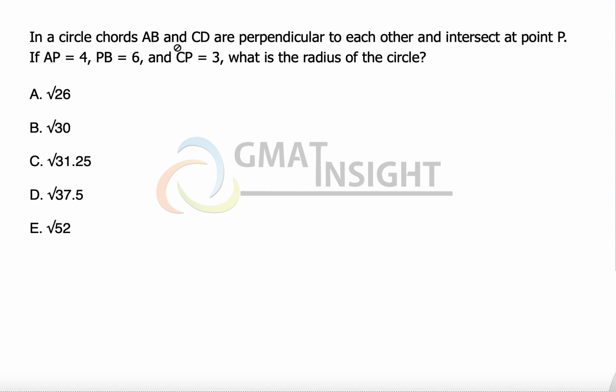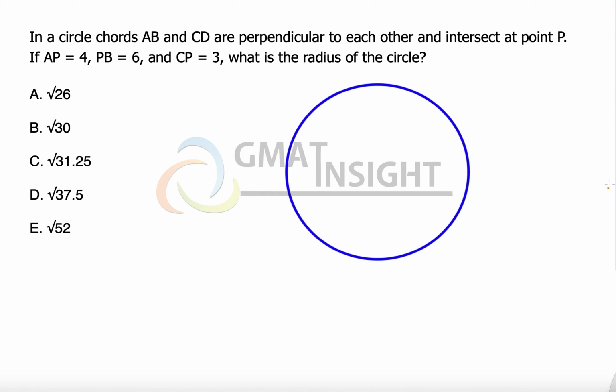In a circle, chords AB and CD are perpendicular to each other and intersect at point P. So the first thing is to draw a circle. There are two chords, AB and CD, that must be perpendicular. They must be intersecting at point P. So let's quickly do the marking.